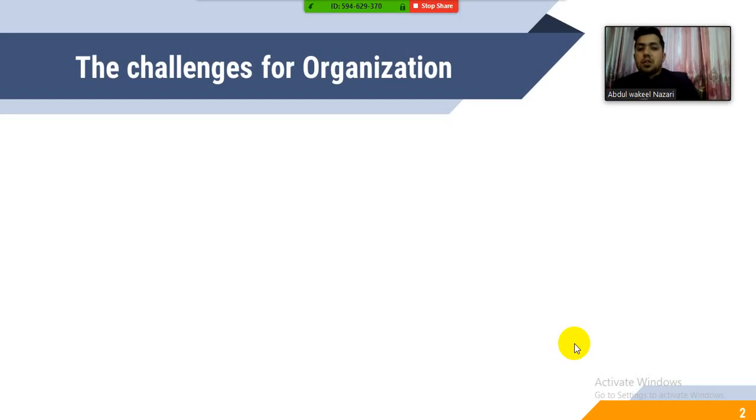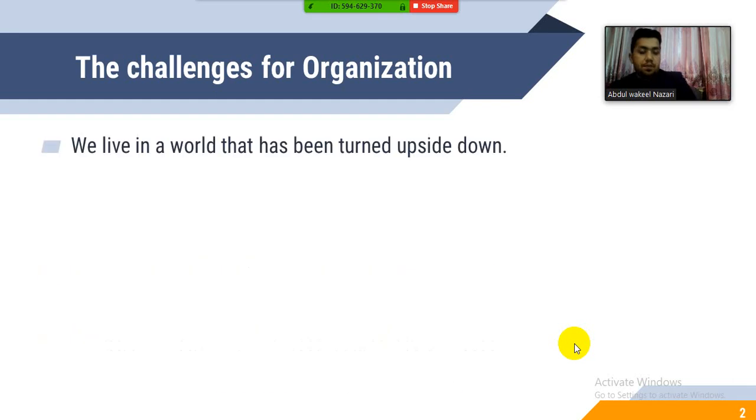Challenges for organization number 1. What do you say, we live in a world that has been turned upside down. The world in which we are living is not static, it is dynamic and changeable. Changes and variations are coming. If you look at 2020 and go back and observe the 1990s, you will see something completely different.